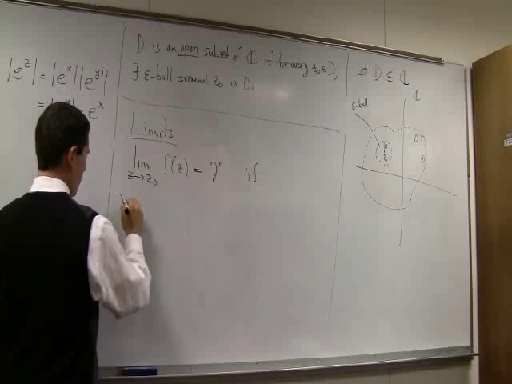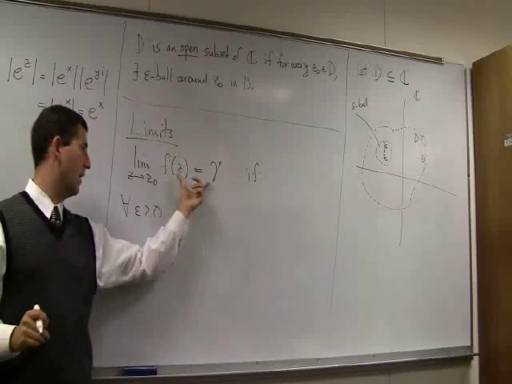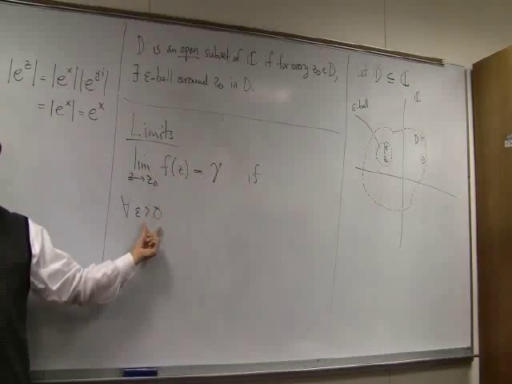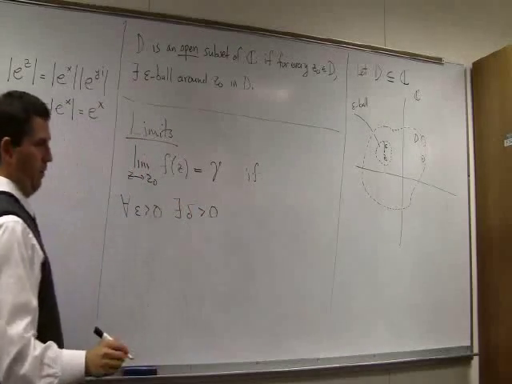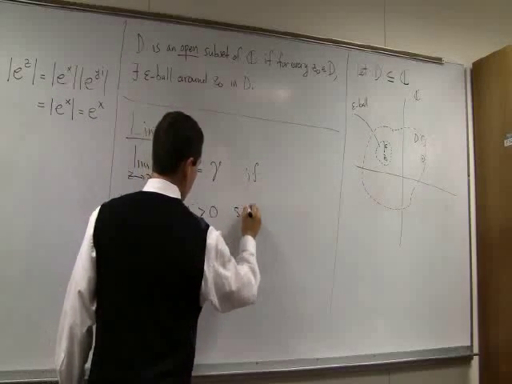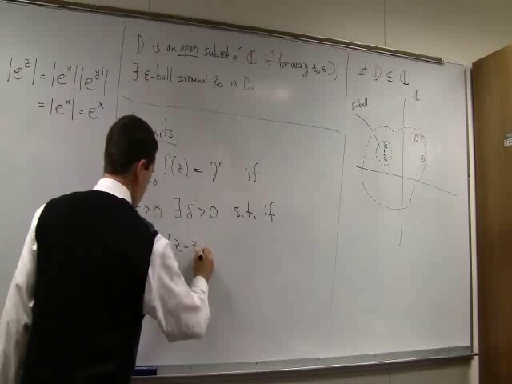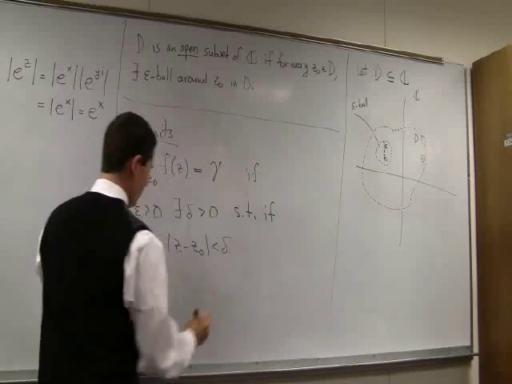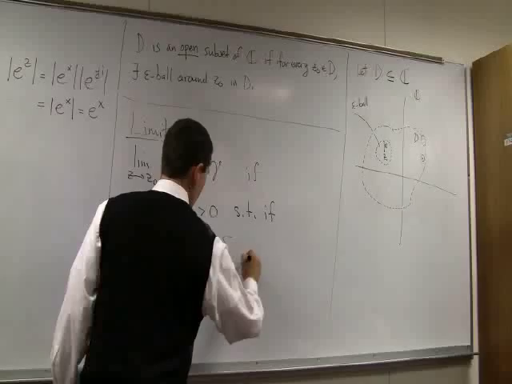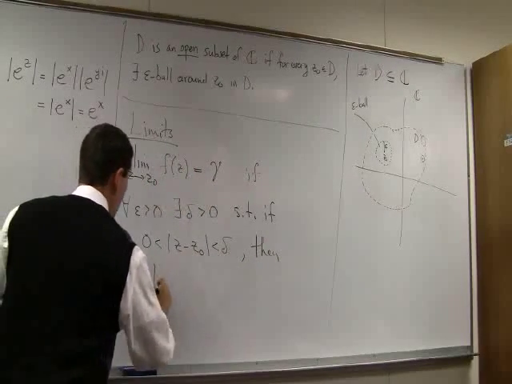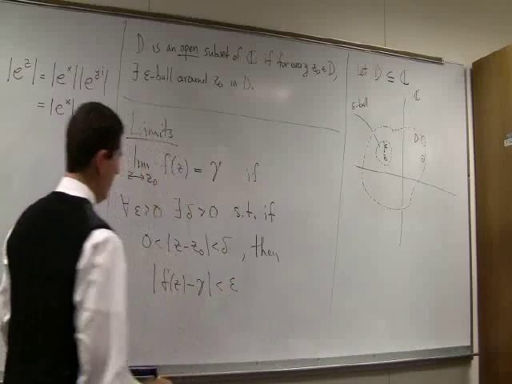It means for any epsilon greater than 0, which is how you're estimating how far away f of z is from gamma, there exists a delta greater than 0, such that if z is within delta of z naught, but we're not allowing it to actually equal z naught, then f of z is within epsilon of gamma.